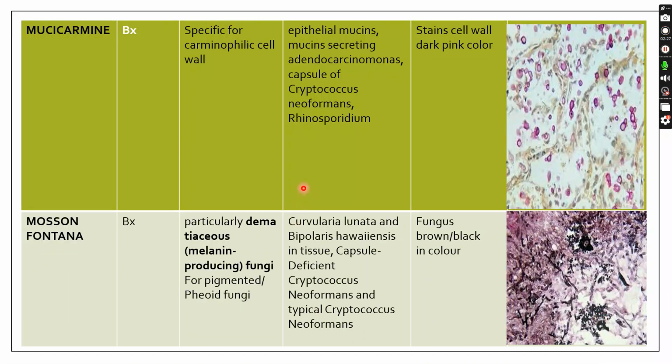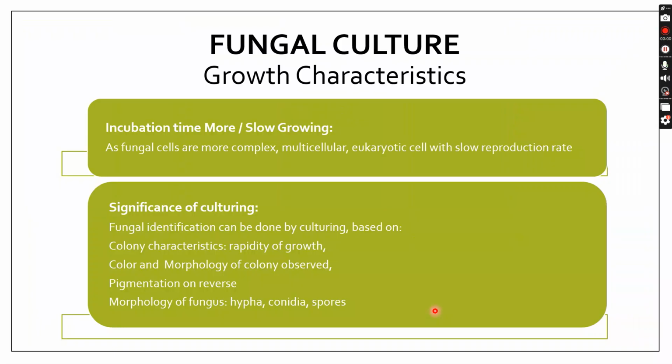Next is the mucicarmine, that is also one of the important stains, for the carminophilic cell wall fungus. So here we can see the stained cell wall will be dark pink in color. Now the last stain in this category is the Masson-Fontana stain, which is used on biopsy material, and this is for the melanin producing fungus or the pigmented phaeoid fungi. So here we can see the brown fungus, or it could be brown or black in color. These are the different examples in which this stain is used.